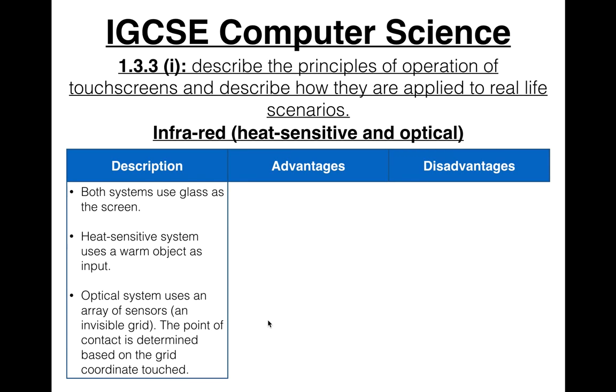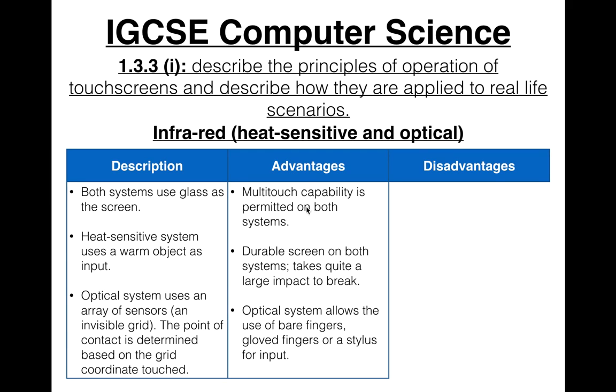Examples of infrared devices include the Samsung U600 and the Samsung SGHE 900. I did some research. Advantages are that multi-touch capability is permitted on both systems. The screen is quite durable, and the optical infrared system allows the use of bare fingers, gloved fingers, or a stylus for input. I guess one of the disadvantages of capacitive is that if you have gloves on, you can't really use the phone.